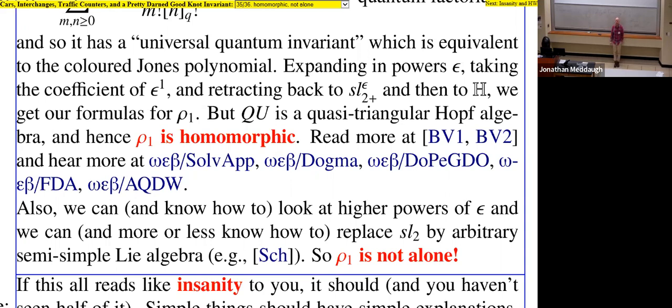All right, any further questions? Okay, so you were comparing rho one to the Alexander polynomial earlier. Do you know of a simple example of a knot, or two knots, that are distinguished by rho one but not by the Alexander polynomial?